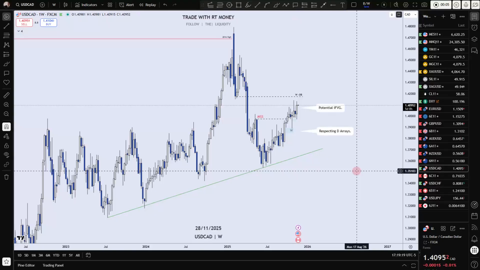This is the second part of the weekly Forex forecast. In this video, we'll be going over the USD CAD, the USD Swiss franc, and the USD Japanese yen.